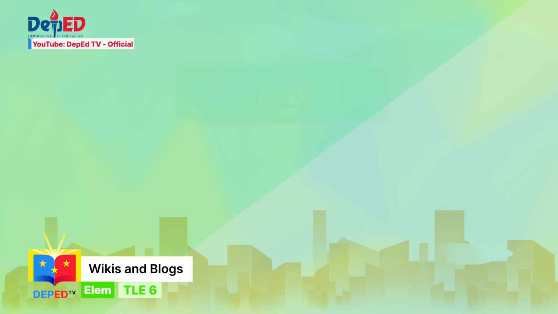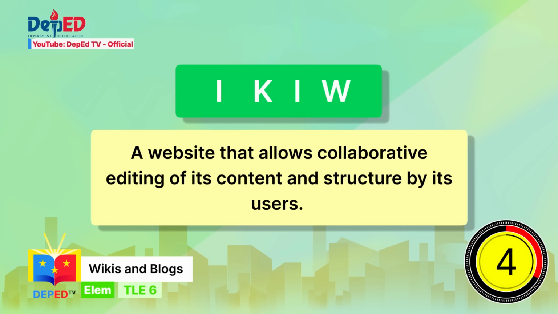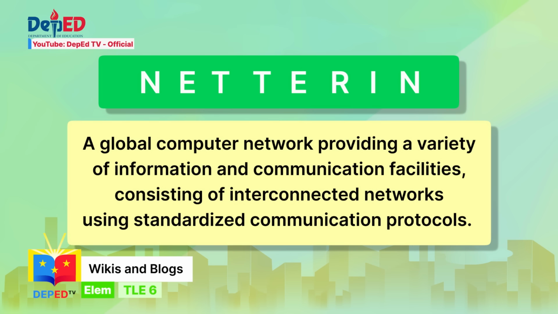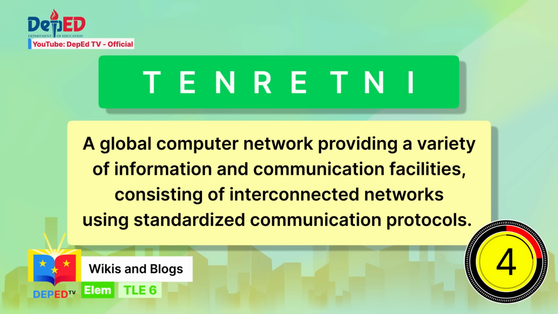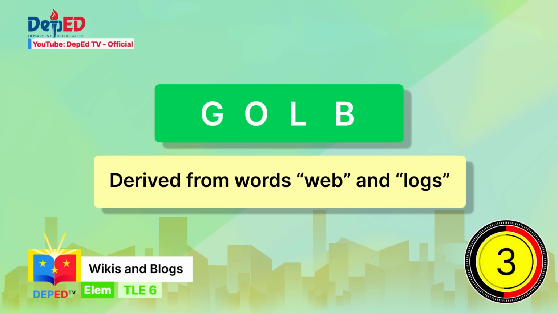Ready? This word refers to a website that allows collaborative editing of its content and structure by its users. And the first word is Wiki. This word is a global computer network providing a variety of information and communication facilities, consisting of interconnected networks using standardized communication protocols. And the second word is Internet. This word is derived from words web and logs. And the third word is blog.